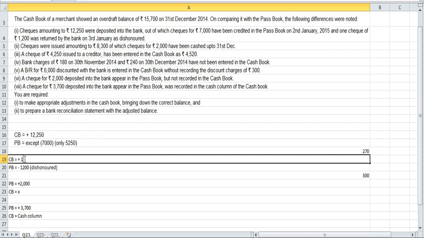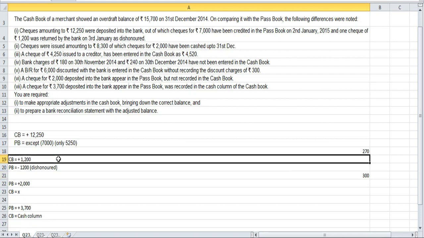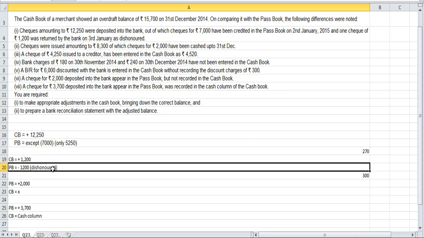Now we'll understand this. In your cash book in the month of December, you have recorded that you have deposited 1200. In the passbook it was deposited 1200, but in the next month they have dishonored it, they have returned it. So what is happening here? Your cash book is up by 1200.